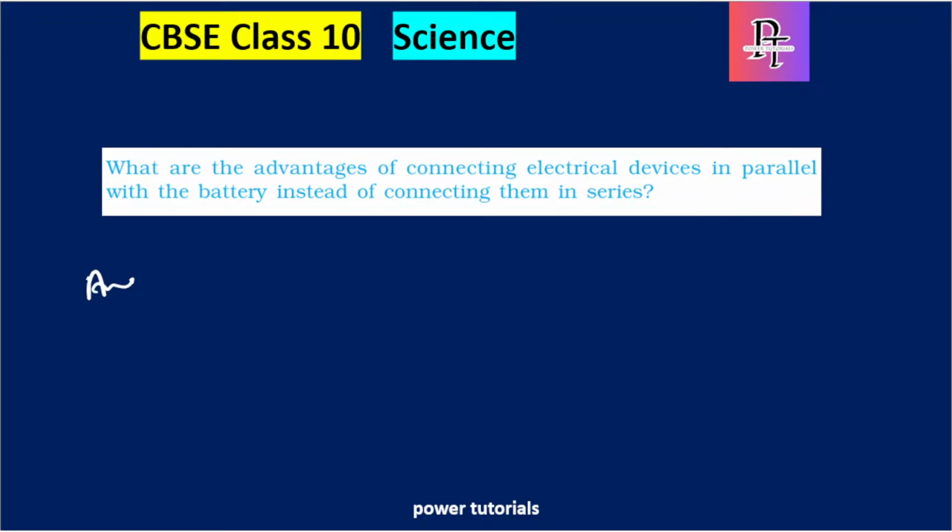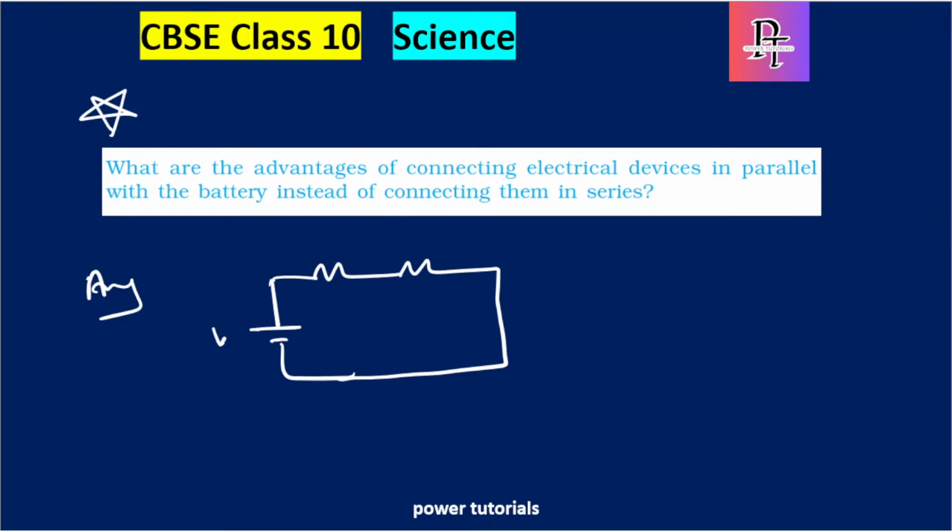What are the advantages of connecting electric devices in parallel with the battery instead of connecting them in series? This is a very interesting question, and I'm sure everyone should know why we need to connect in parallel and why we need to connect in series. So I will write both the circuits now. I'll keep one circuit where we have two resistors in series. You can say this is voltage and this is R1, this is R2.